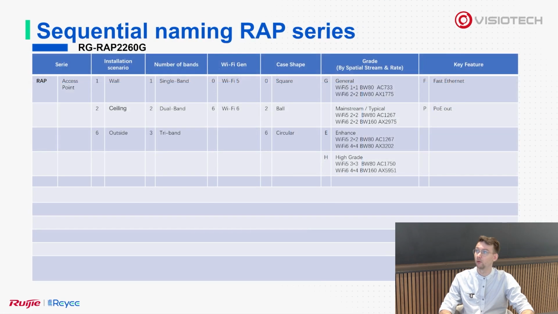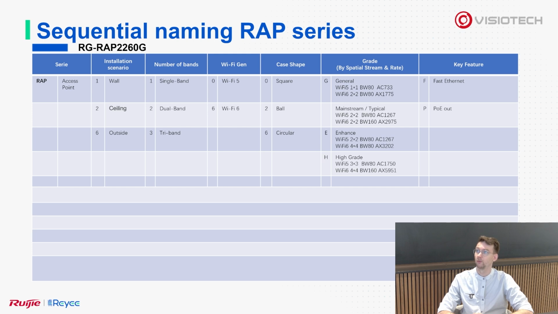To make this a little bit more visual, what we just have seen before with the sequential naming, here we have the different options we can find in this naming. So first up, as I said before, obviously it's an access point. It is from the RAP series. Then the installation scenarios: if we have a wall mount, a ceiling mount, or even an outside or outdoor access point. So depending on this number, we can define what type of installation scenario we have.